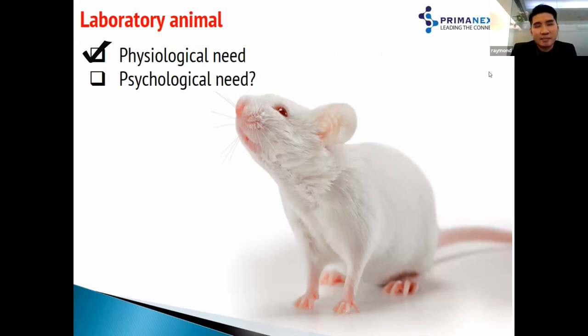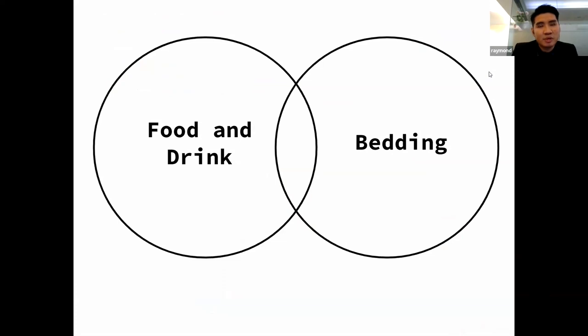So to understand mice and rats as our laboratory animals, first, we have to look into their physiological needs, okay? As a general caretaker, we will take care of their feed, their drink, as well as provide a space for them to live. Those are physiological needs. For example, food, drink, as well as beddings.